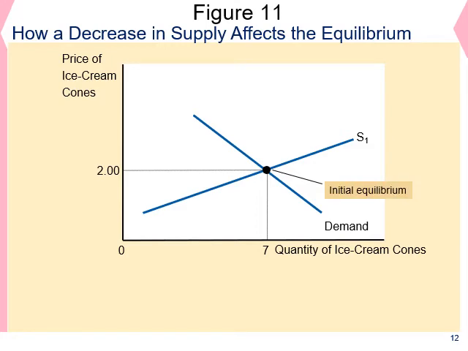Figure 11 shows how a decrease in supply affects the equilibrium. So let's begin with the initial equilibrium at this point, where the demand curve crosses supply curve S1, and the equilibrium price is $2. The equilibrium quantity is seven ice cream cones.